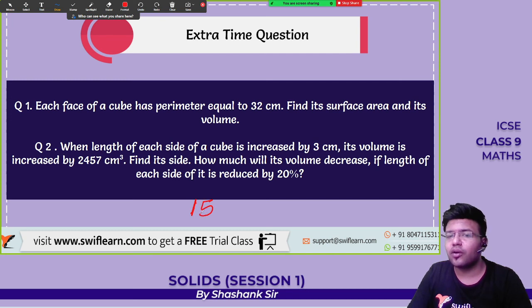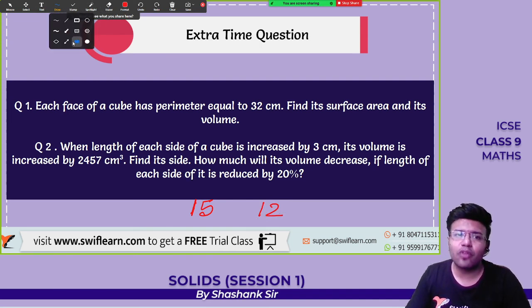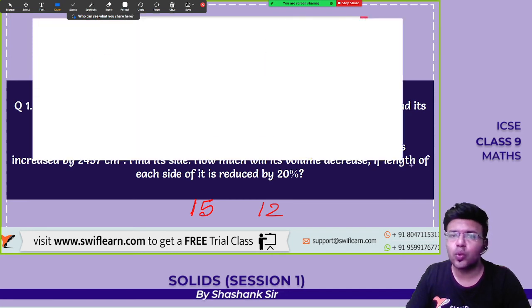Now, how much will the volume decrease if the length of each side is reduced by 20%? Reduce this. 10% is 1.5, 20% is 3. Reduce this by 3. We have 12. So 12 12s are 144. 144 into 12, how much is that?